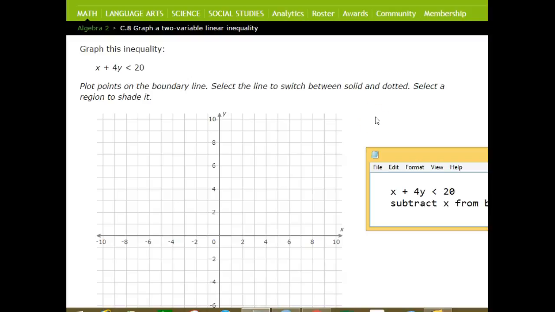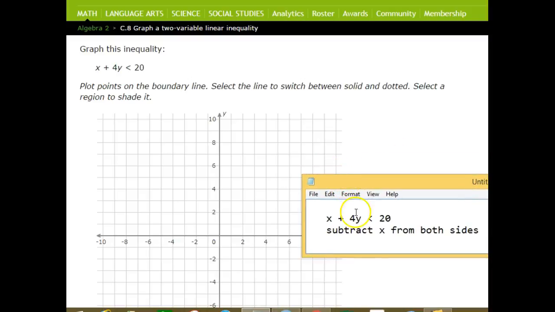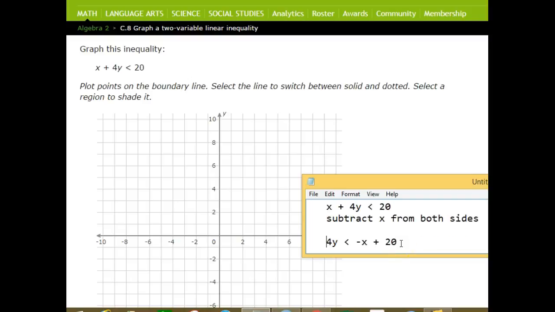Here's a slightly different problem that I want to show you. If you have x plus 4y is less than 20, now it doesn't look like either of the other two. So what you need to do again is you need to get y by itself on the left, and then you need to put everything else on the right side. So we're going to subtract the x to the other side. So we're going to start with x plus 4y is less than 20, but we're going to subtract x from both sides, and then we're going to get 4y is less than negative x plus 20.